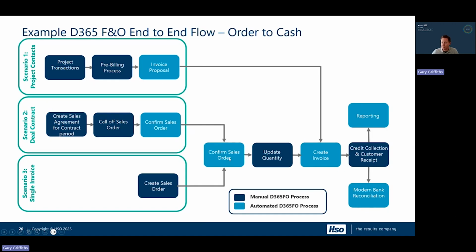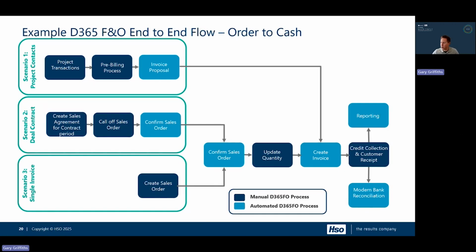I think it's important here that the light blue represents something that can be automated if that's what the business needs. So this one does full transactional items into sales ordering, creation of the invoice, and then credit and collections functionality in here, which then leads into reporting and eventually modern bank reconciliation.